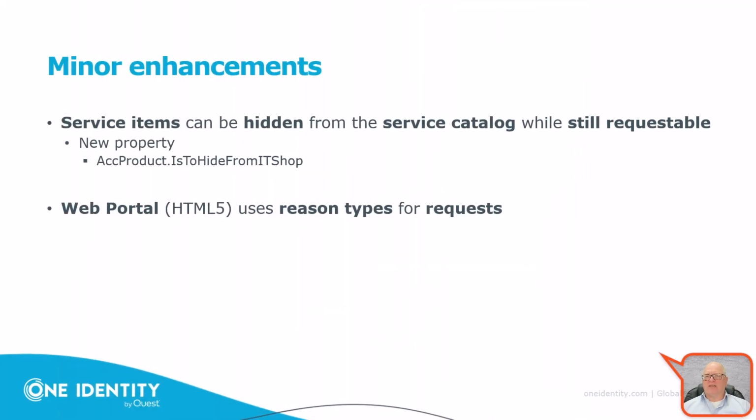Minor enhancements for the IT shop. First of all, service items can be hidden from the service catalog. This means you can set a specific flag to hide from IT shop, and with that, this item can't be found in the service catalog anymore. Nevertheless, it is possible, for example, to assign it automatically or to request it. But it is not possible to see it in the catalog. This is to simplify the catalog, which is sometimes helpful in specific situations where you don't want people to find a specific item, but you want it to be possible to get that item in a special case.